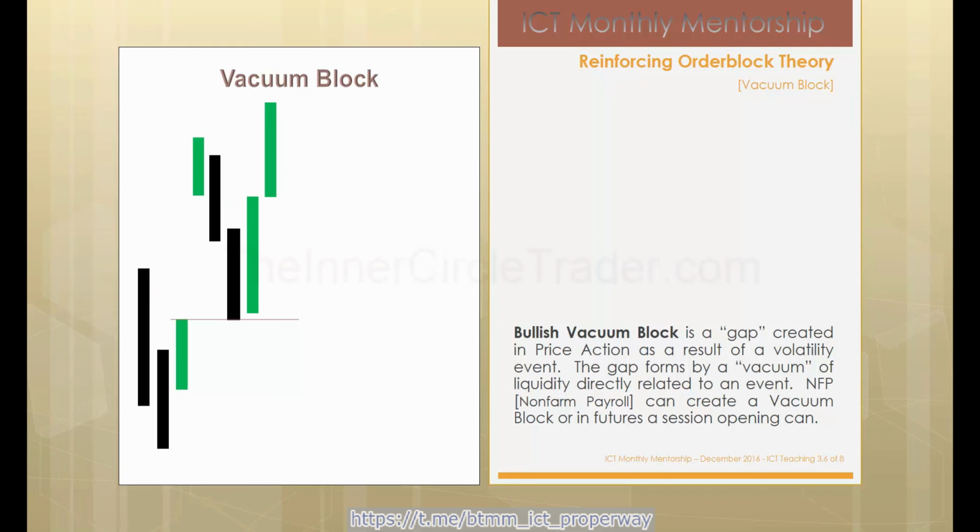The reverse would be seen if we had gapped lower, and we would wait for that gap to fill in on some up candles, and then we would go short in the same venue that we would do here, looking for longs just in reverse.